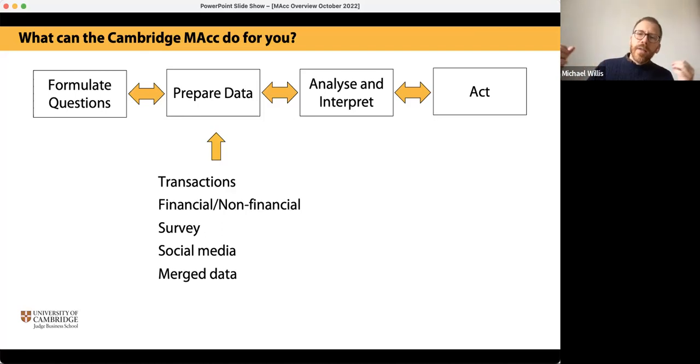We might have mentions on Twitter or things that we scrape from social media sites. And we may have to merge all of these things and put them all together in some big data set we create ourselves. And it's a sort of unsexy reality of data analytics that the great majority of time in analytics projects is spent on preparing data and cleaning data, getting it ready to analyze, getting it in a format that we can work with.